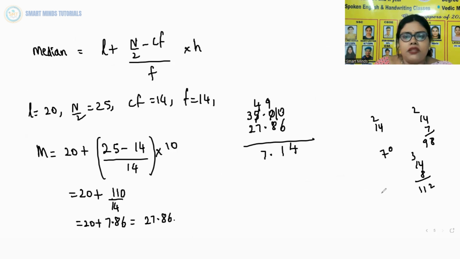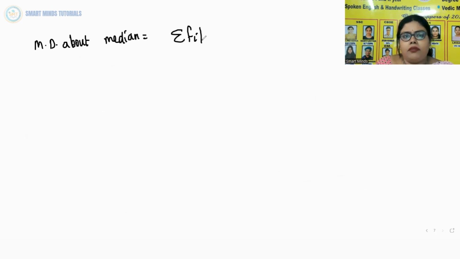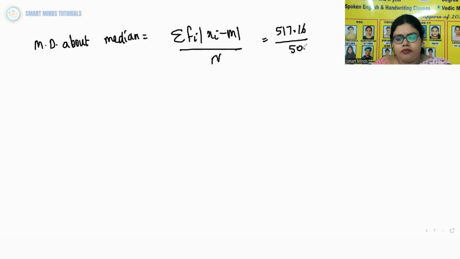So what is mean deviation? Mean deviation about median is sigma Fi mod Xi minus M by N. So that is 517.16 divided by 50. So if you divide this, you are going to get 10.34.